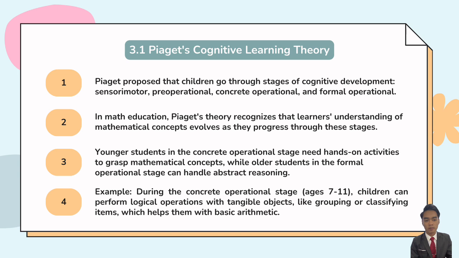these stages. Younger students in the concrete operational stage need hands-on activities to grasp mathematical concepts, while older students who are in the formal operational stage can handle abstract reasoning easily. For example, during the concrete operational stage, at the range of 7 until 11, children can perform logical operations with tangible objects like grouping or classifying items, which can help them with basic arithmetic.